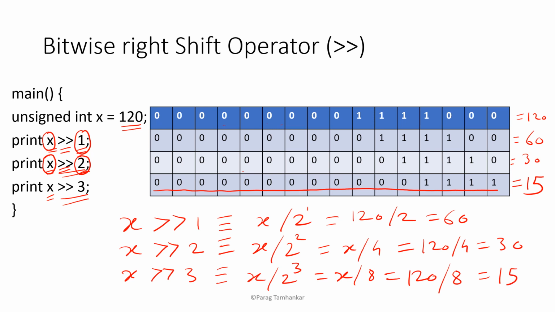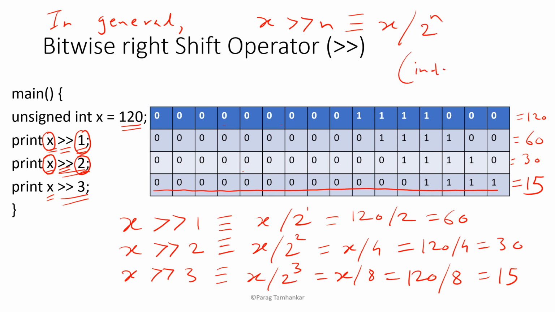So in general, any value x right shifted by n positions is equivalent to x divided by the nth power of 2. The only thing is that here we have an integer division. I hope you have understood this aspect of the bitwise right shift operator.